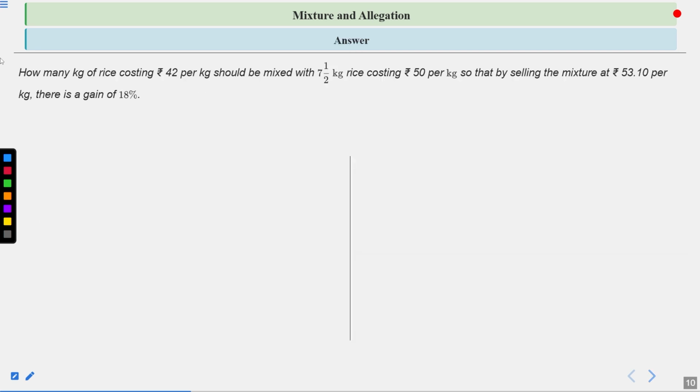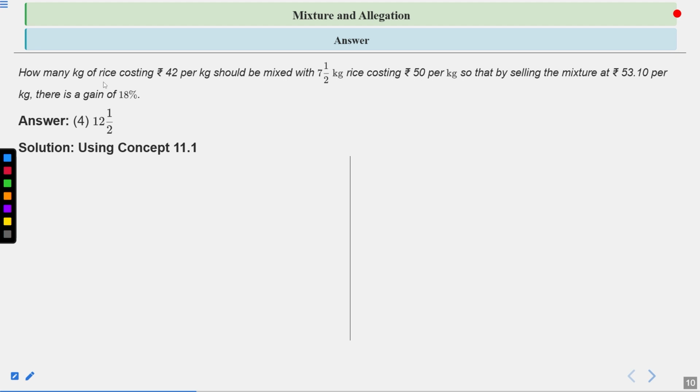The question says: how many kg of rice costing 42 rupees per kg should be mixed with 7.5 kg of rice costing 50 rupees per kg, so that by selling the mixture at 53.10 rupees per kg there is a gain of 18%? This is the selling price given. So 53.10 equals 118% of the cost price of the mixture. We calculate the cost price of the mixture, then use the alligation formula and get our ratio. So the correct answer of this question is the fourth option, which is 12.5 kg.